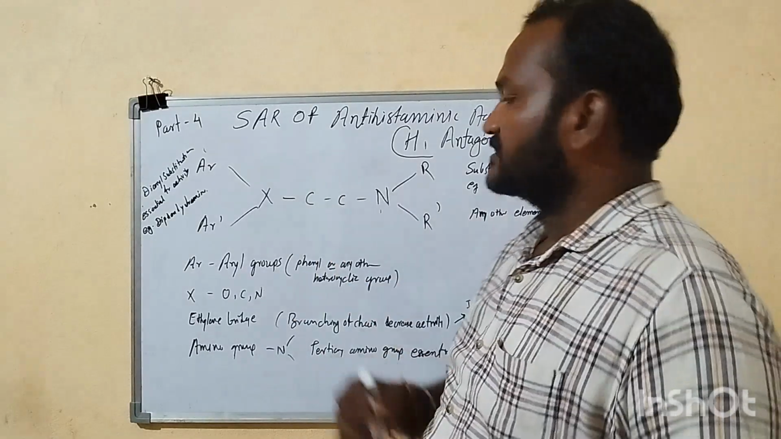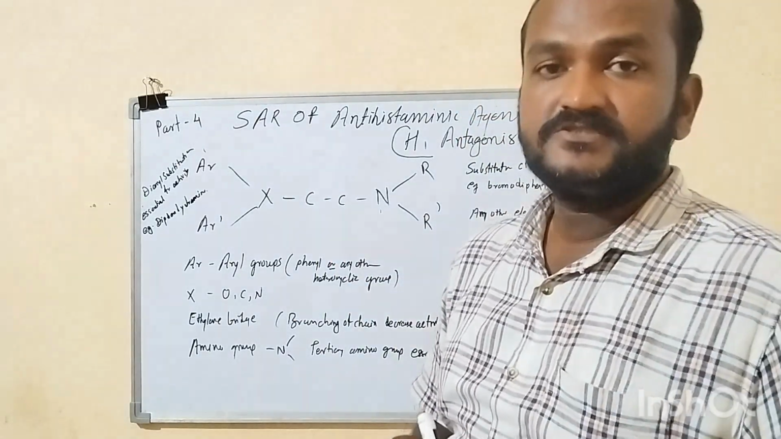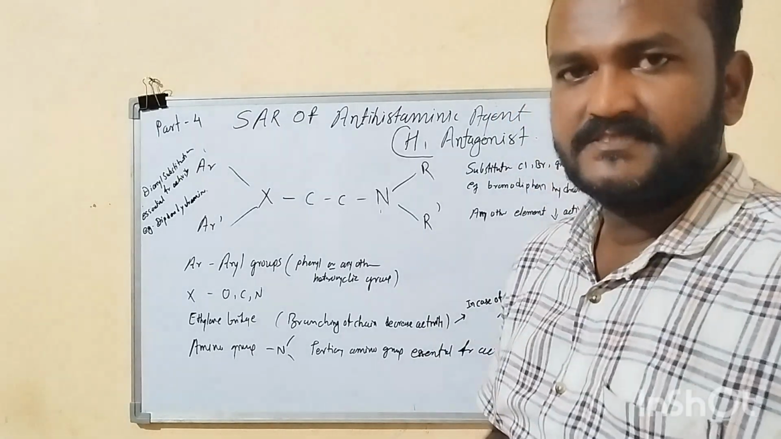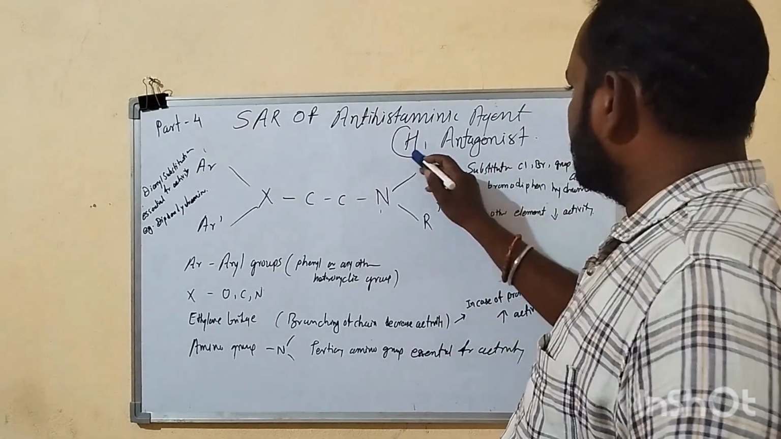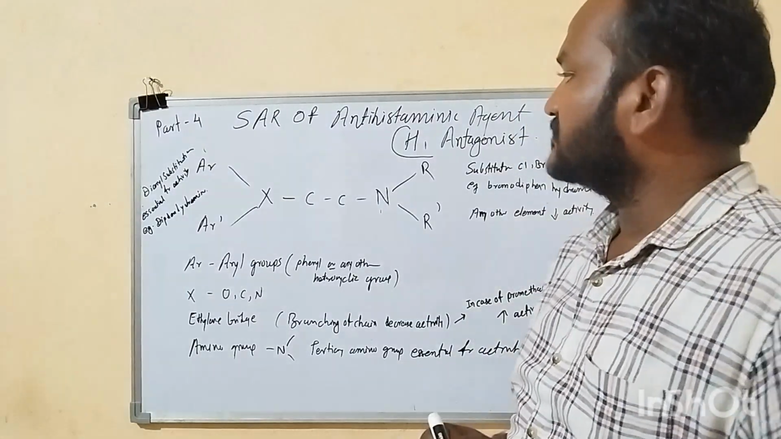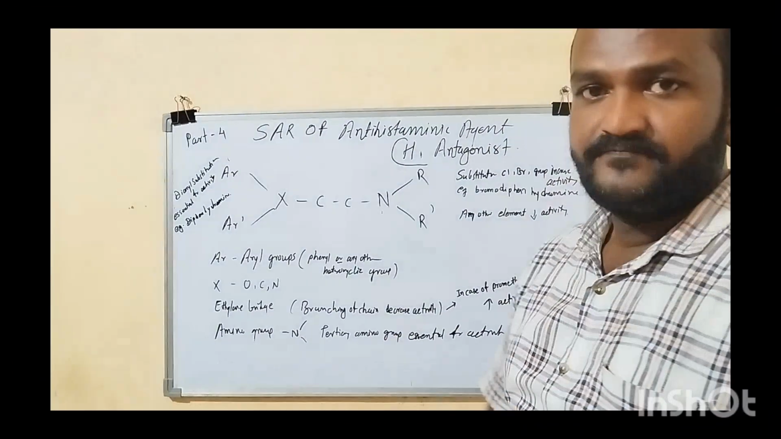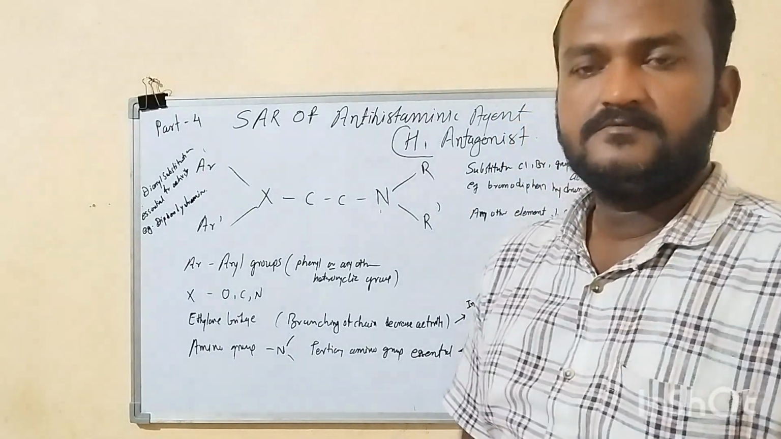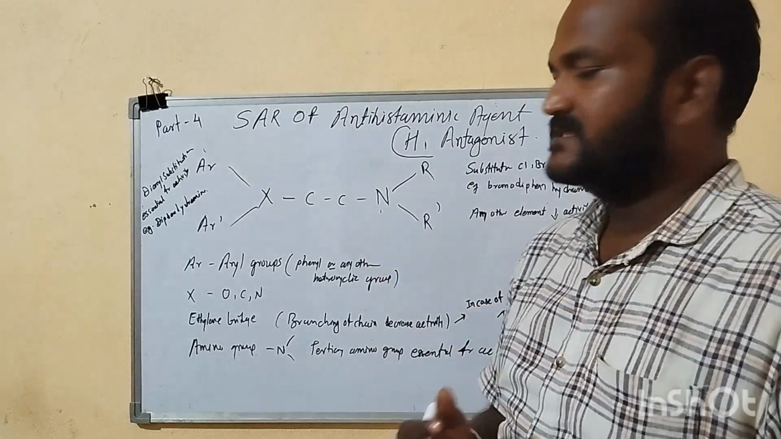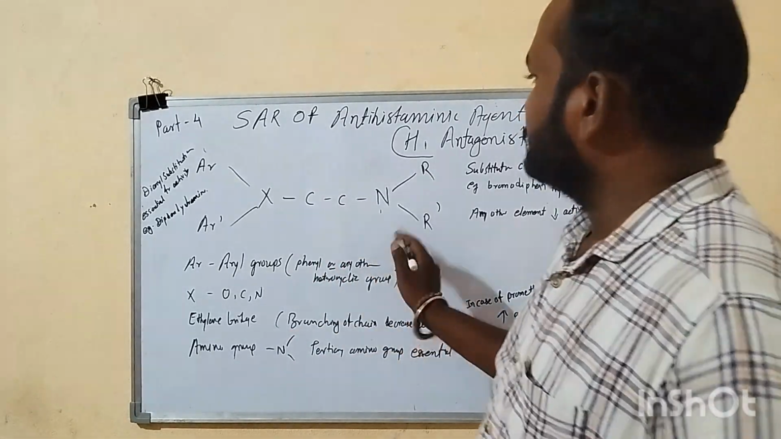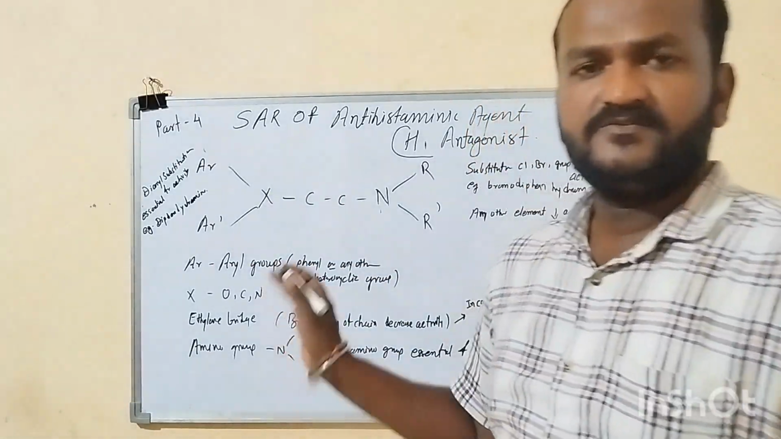In this part 4, we will see the structure activity relationship of the antihistaminic agents. In this session, we will see the SAR, that is the structure activity relationship of the H1 antagonist. This is very important from an exam point of view. So first of all, we'll see the structure, exactly what the structure is. This is the basic structure given here.